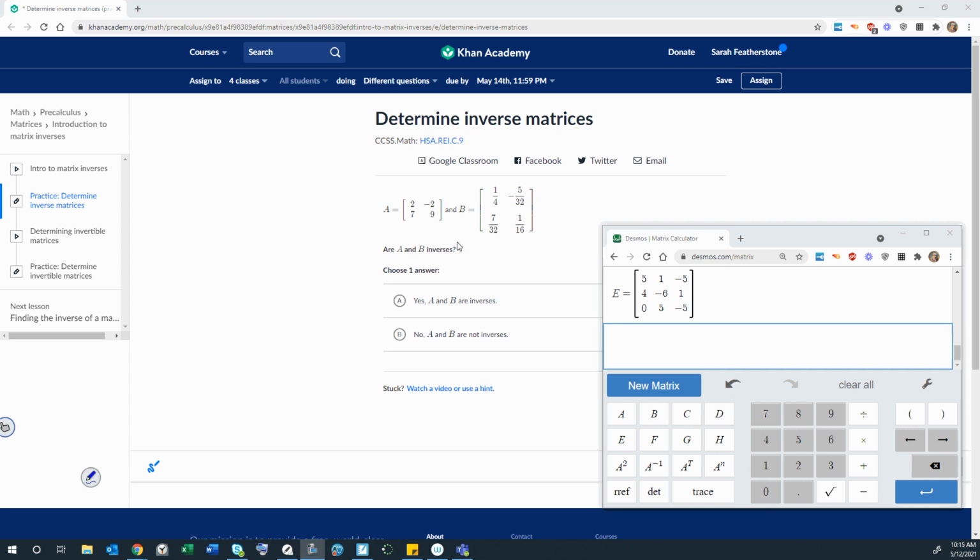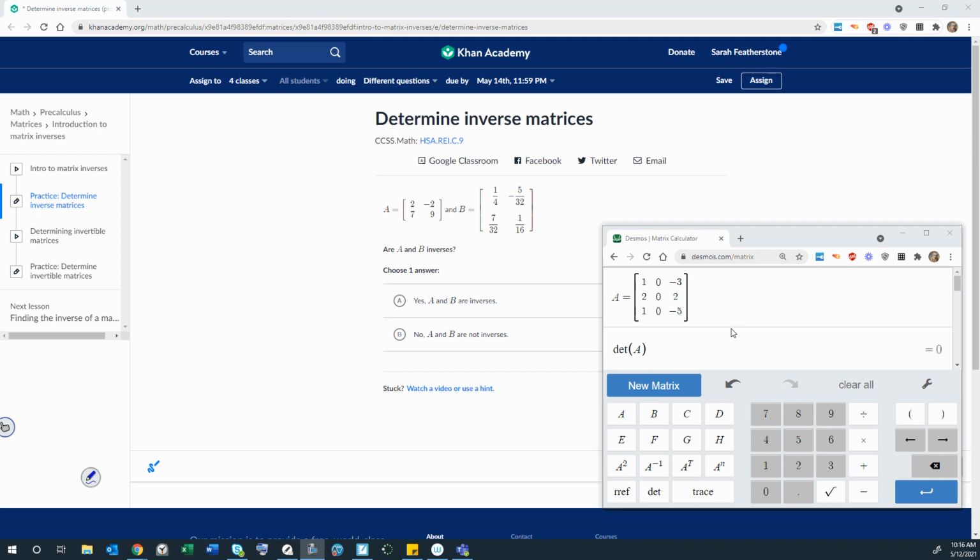So the way that I can figure out if these are inverses is I can use a matrix calculator. I can do a couple of different things. I could either just find the inverse of matrix A and see if it is matrix B, or I could type them both in and see if I multiply them together if I get the identity matrix. So I'm going to do several things, all of which will show me if the answer is right or not.